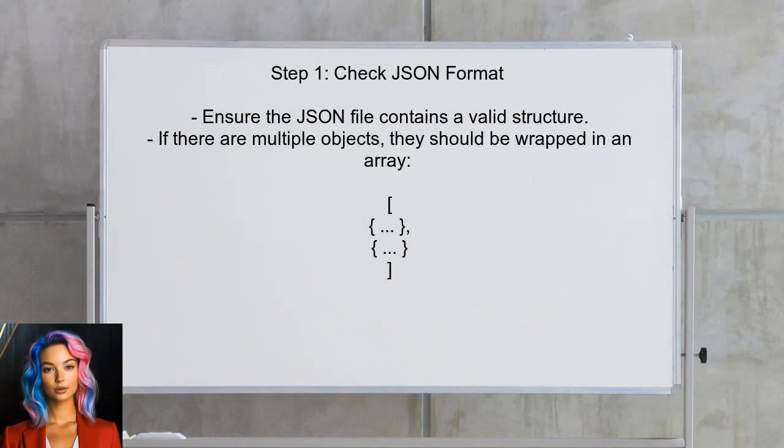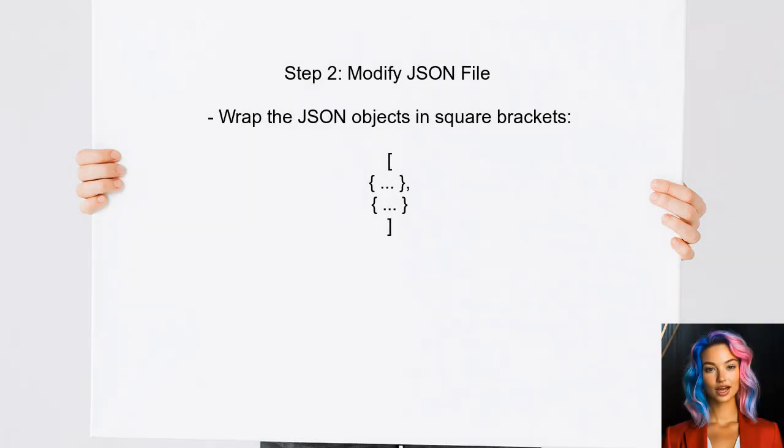To begin resolving the user's issue, we need to ensure that the JSON data is formatted correctly. The user should check if the JSON file contains multiple JSON objects without being wrapped in an array. Next, if the JSON data is indeed multiple objects, the user should modify the JSON file to wrap the objects in square brackets. This will allow Pandas to read the data correctly.